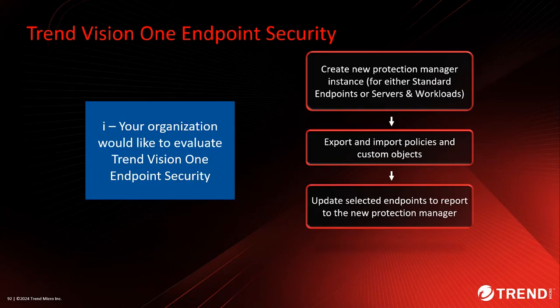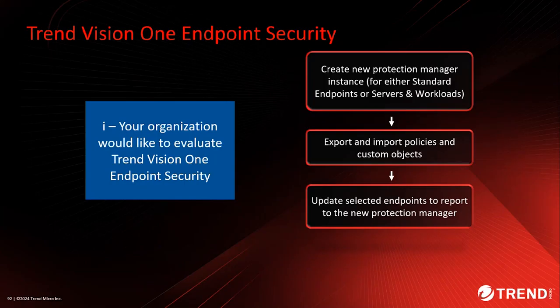Once the relevant policies are in place within Vision 1, the subsequent step is to update or transition the selected endpoints. This involves configuring these endpoints to report to the new product manager within Vision 1. This step is critical as it directs the endpoint communication and security reporting to the new system, ensuring that all monitored activities and threats are managed through Vision 1.